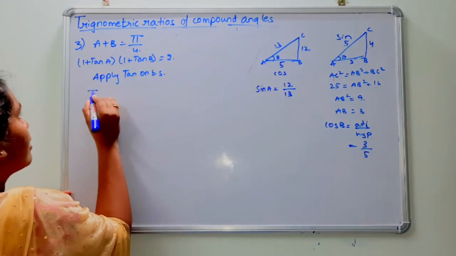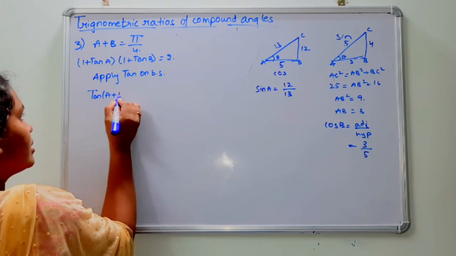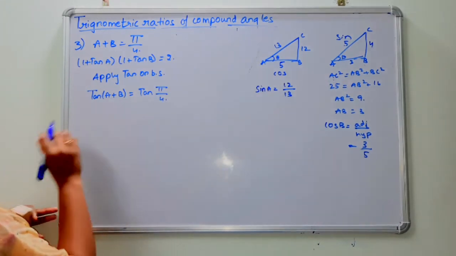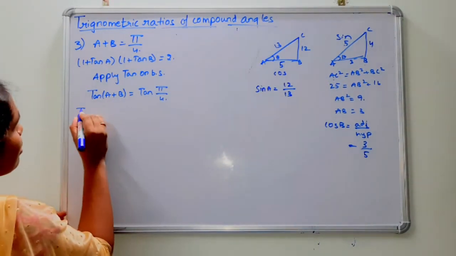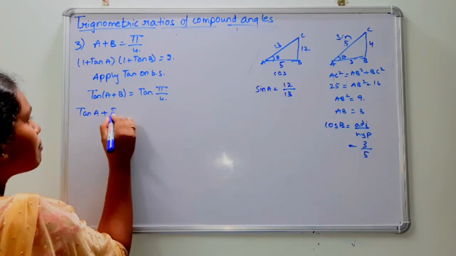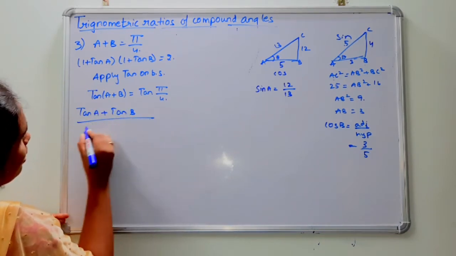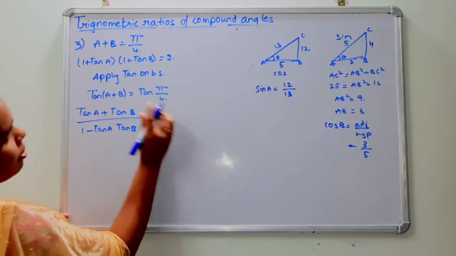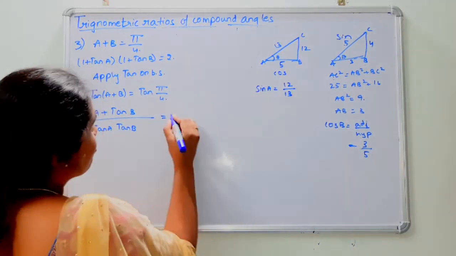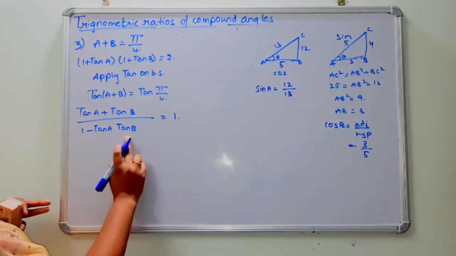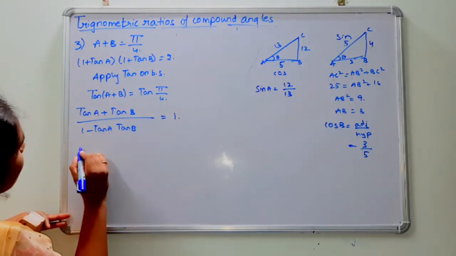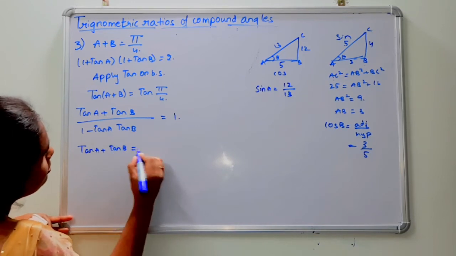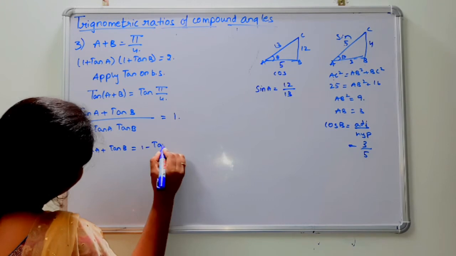Okay, apply tan. Tan of a plus b is equal to tan of pi by 4. What is the tan a plus b formula? Tan a plus tan b by 1 minus tan a into tan b. What is tan pi by 4? Tan pi by 4 is 1. Send this 1 minus tan a tan b to the right hand side. Tan a plus tan b is equal to 1 minus tan a tan b.